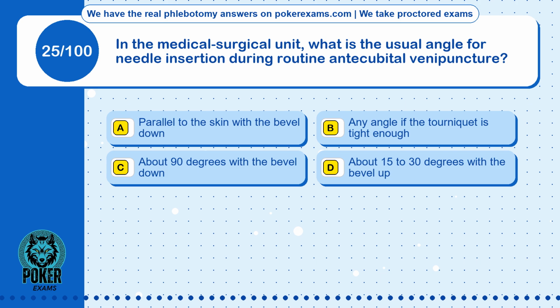Question 25. In the medical surgical unit, what is the usual angle for needle insertion during routine antecubital venipuncture? Option A, parallel to the skin with the bevel down. Option B, any angle if the tourniquet is tight enough. Option C, about 90 degrees with the bevel down. Option D, about 15 to 30 degrees with the bevel up.